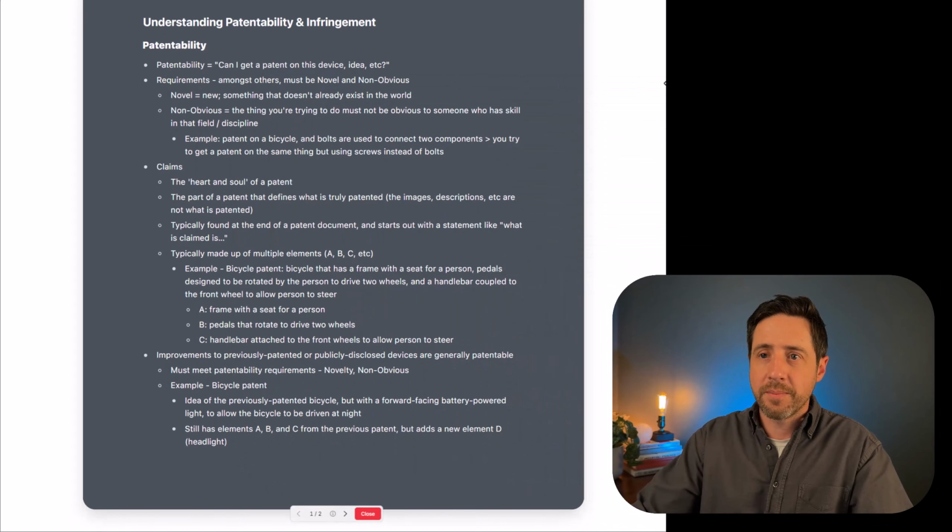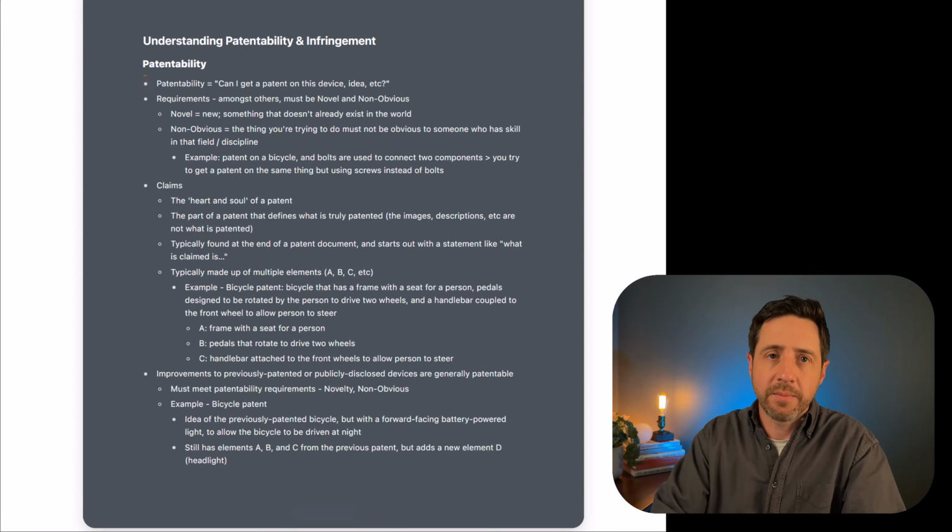So let's switch over to the screen here, and we'll start going through some of these points. So the first thing we're going to talk about is patentability. Patentability is a legal term that basically means, can you get a patent on something? And we're not going to get too far into the legal weeds in this module. We're going to focus on two of the primary requirements for patentability. There's several others, but let's just focus on two for today, and those are novelty and non-obviousness.